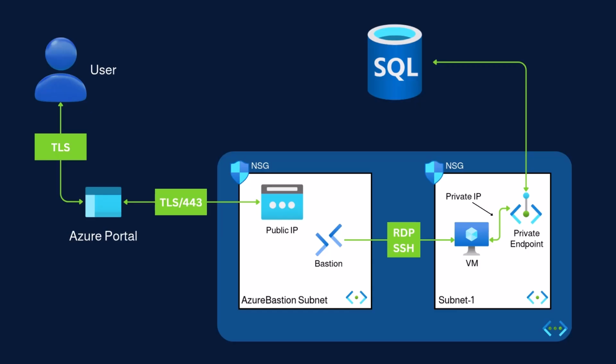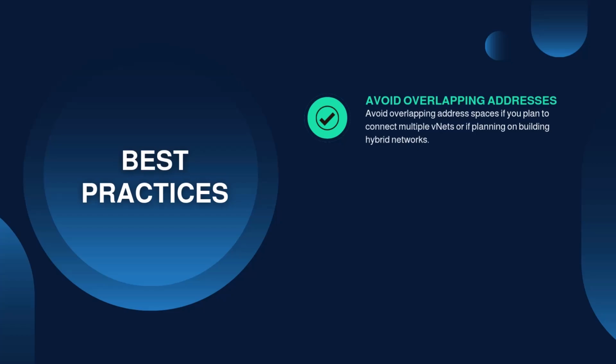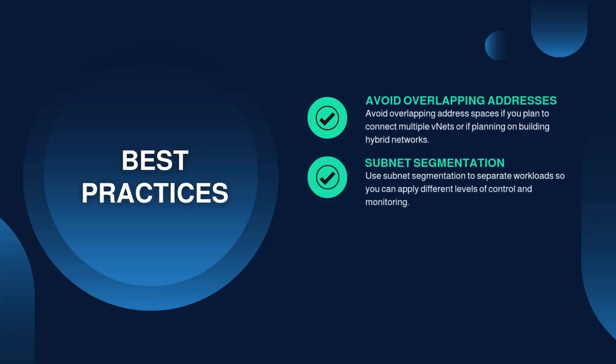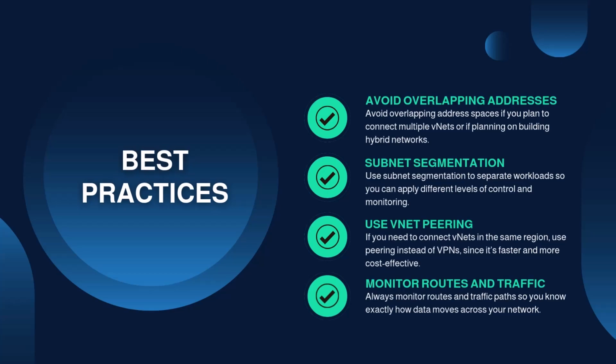Before you go running out and deploying a VNet, it's worth keeping a few best practices in mind. For example, avoid overlapping address spaces if you plan to connect multiple VNets or if you're planning on building hybrid networks. You should also use subnet segmentation to separate workloads. For example, front-end, application, and database tiers, so you can apply different levels of control and monitoring. If you need to connect VNets in the same region, use peering instead of VPNs since it's faster and more cost-effective. And lastly, always monitor routes and traffic paths so you know exactly how data moves across your network.